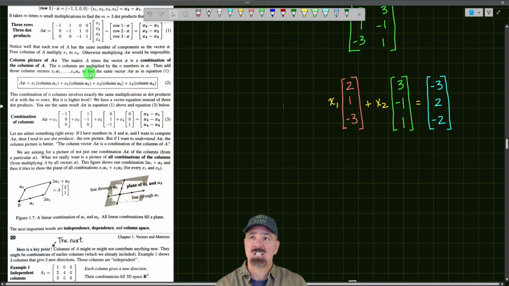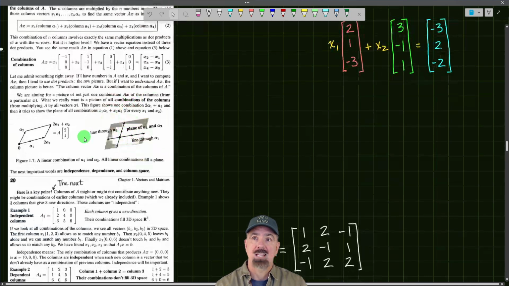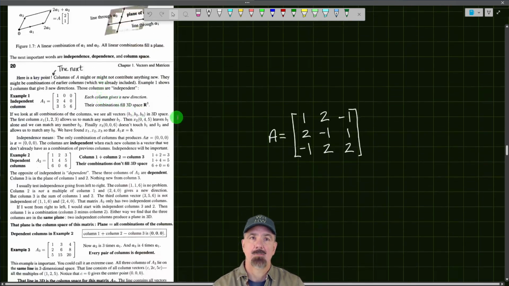And this is the conversation that he's having here with respect to the multiplication conversation as rows, but then as the linear combination of columns. And he gives us a bit of a graphic down here to have this conversation. Let's take a look at a different example.